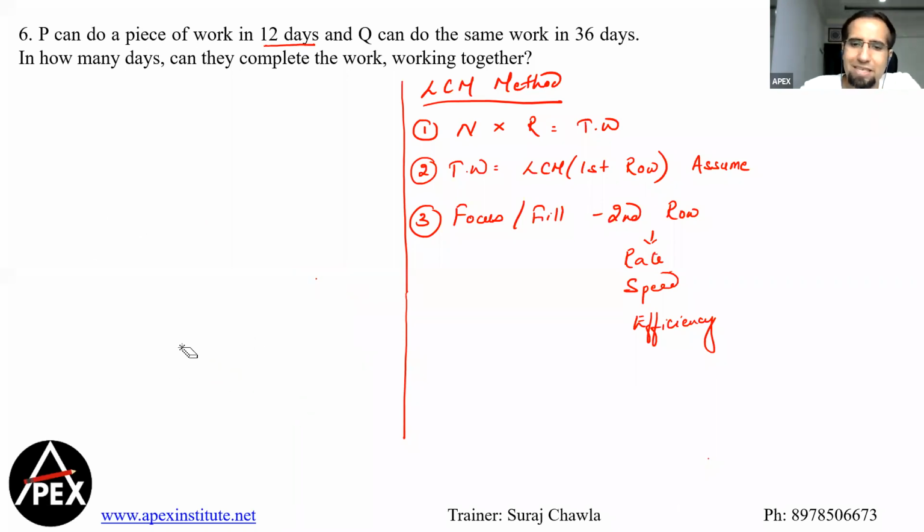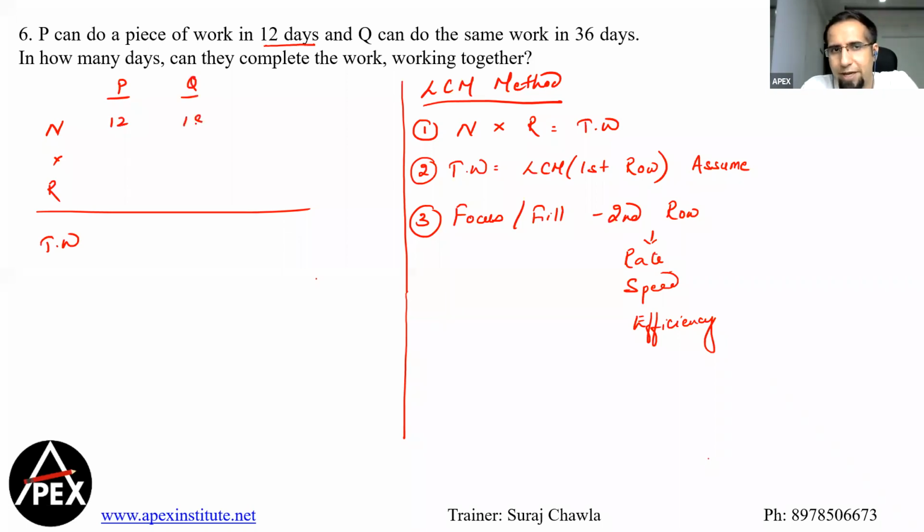The first one was the fraction method. Now we'll learn the LCM model. The format should be the same: N into R is equal to total work. Now start following, guys. P can complete a work in 12 days. Q can complete a work in 36 days. Now what would total work be, guys? So total work should be the LCM of 12 and 36. What is the LCM of 12 and 36? That is 36. Let's assume chocolates.